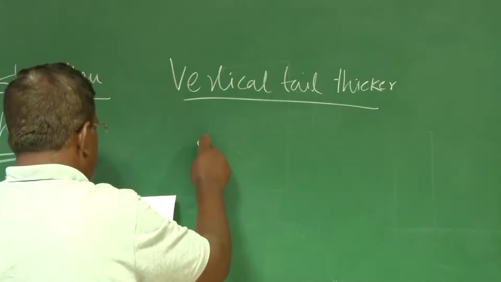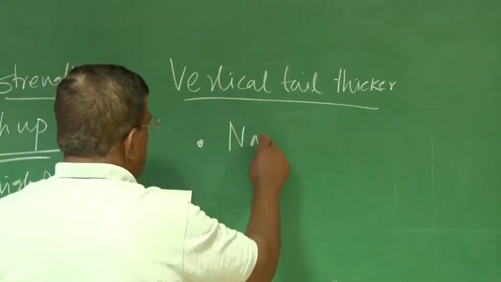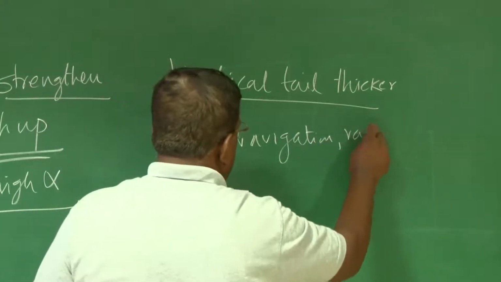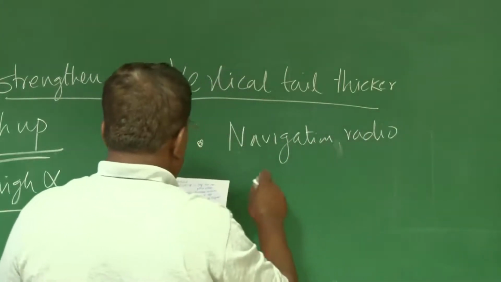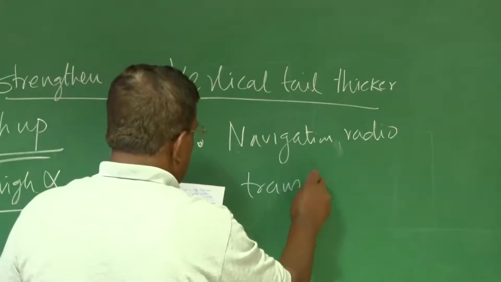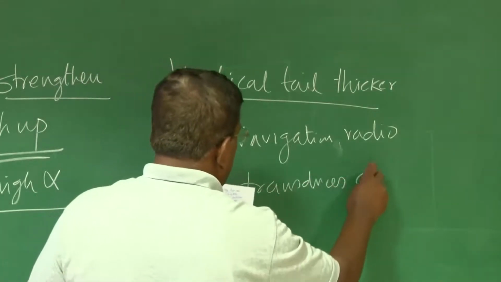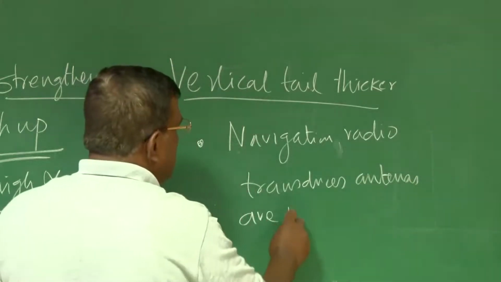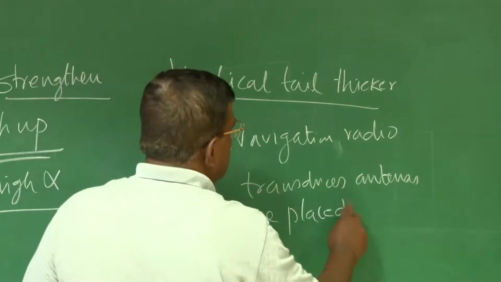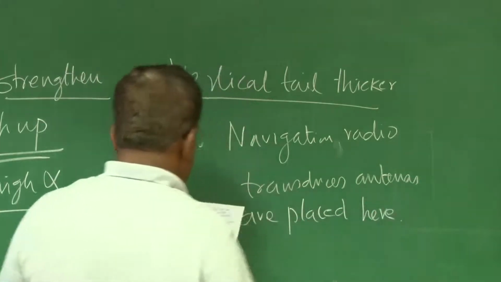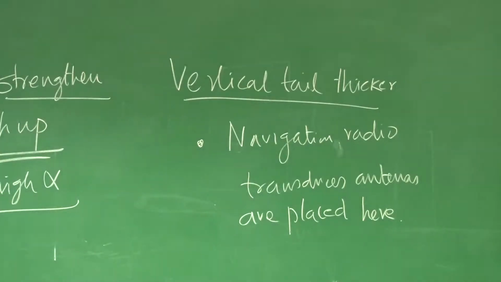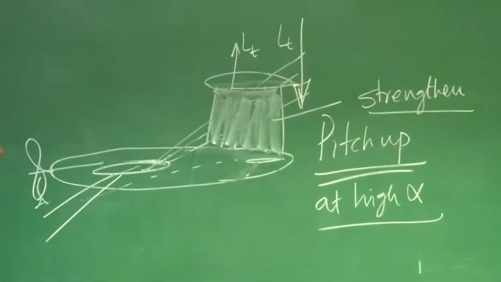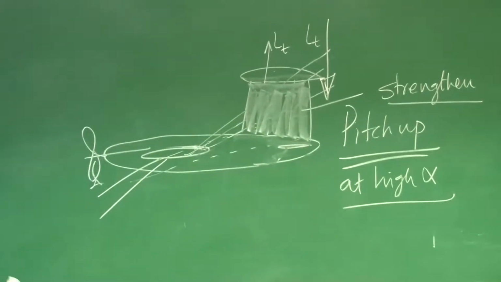for a simple reason. You will find navigation radio, transducers, antenna are placed here. So it's not that it is thicker for its own sake. A designer will try to use that space available.